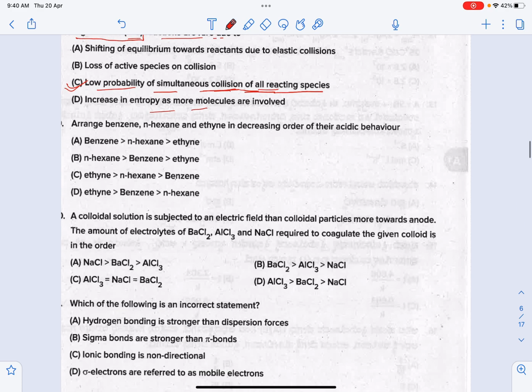Okay, next question: arrange benzene, hexane and ethyne in decreasing order of their acidic behavior. The correct option is D, ethyne is more acidic than benzene and hexane.